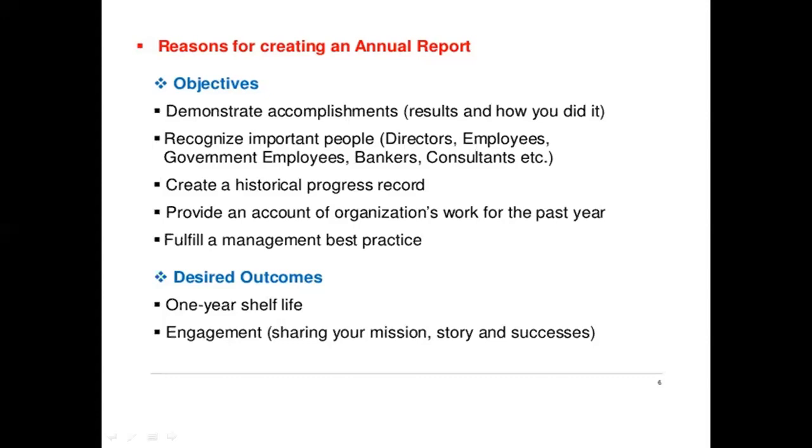So there you always try to go for it. They can be directors from the very upper body to the lower body of your organization, all are included into it. For examples that are given into your slide: directors, employees, government employees, the bankers, or the consultants, all these are included into that. Then create a historical progress, means throughout, from the very first, how you started your work and then how you ended it up with the progress. So all that success you are going to mention into it.